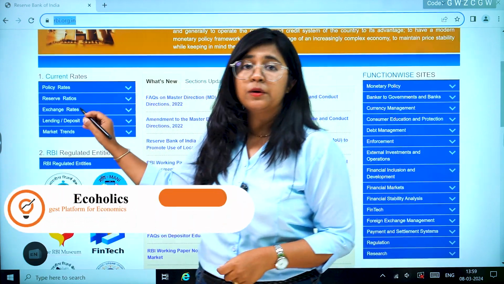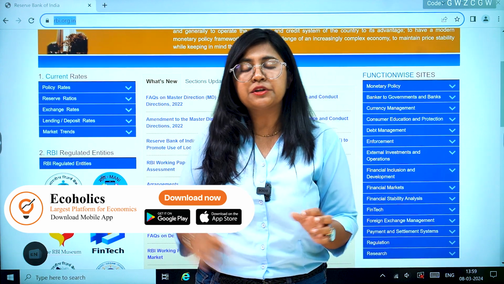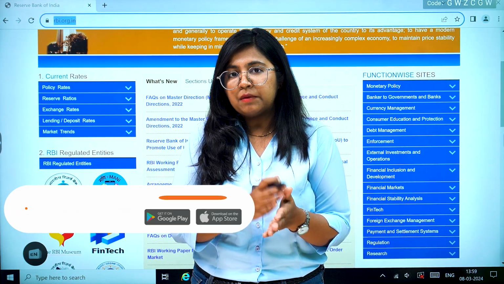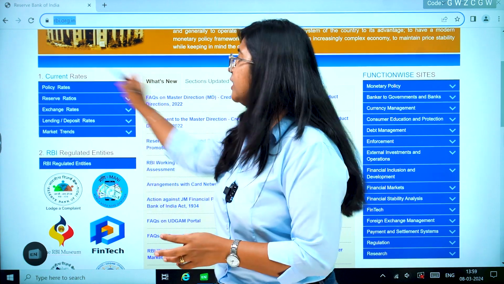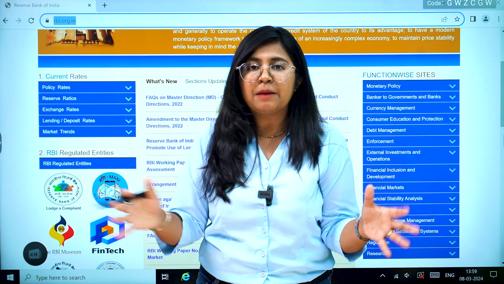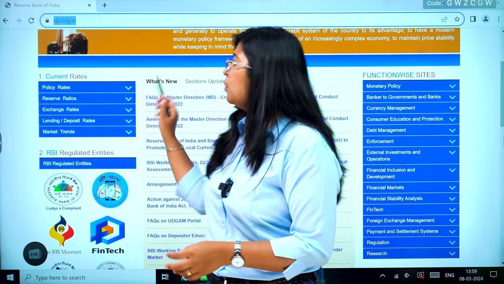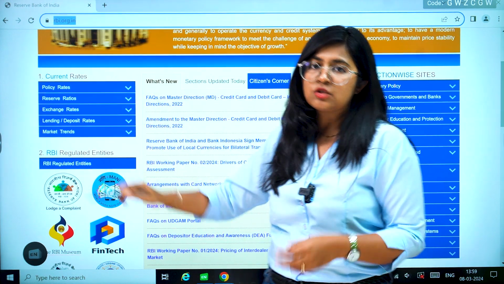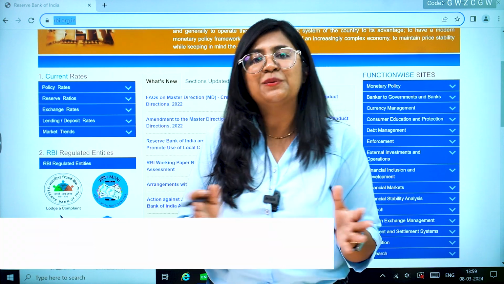The first thing over here is current rates. Current rates are very important to learn, and every 3 months, every 6 months, you need to check on this section. While your preparation of about a year or 8 to 10 months, you will need to go through these rates, although you must also look at the newspapers so that you will know.